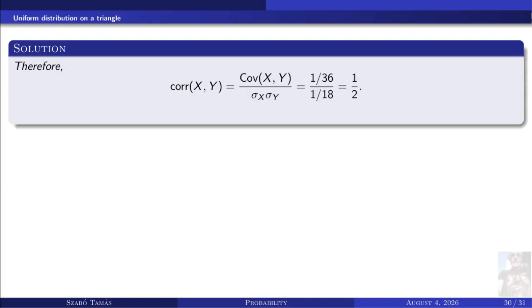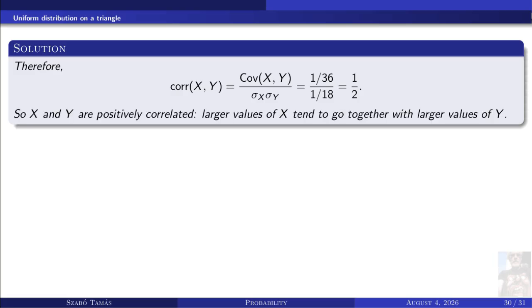Therefore, Corr(X, Y) = Cov(X, Y) divided by σ_X σ_Y, which equals 1/2. So X and Y are positively correlated. Larger values of X tend to go together with larger values of Y.